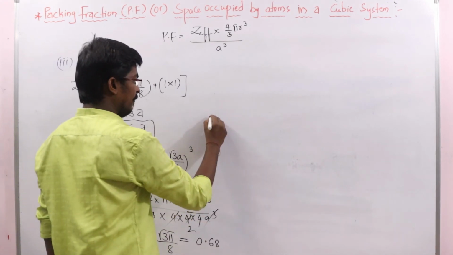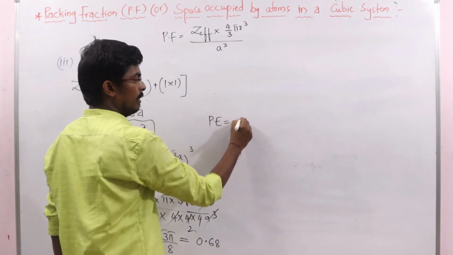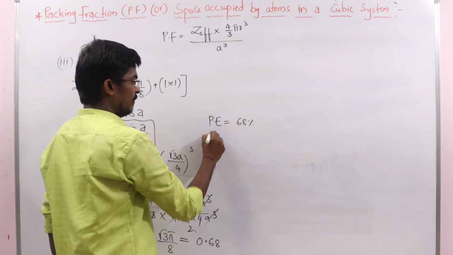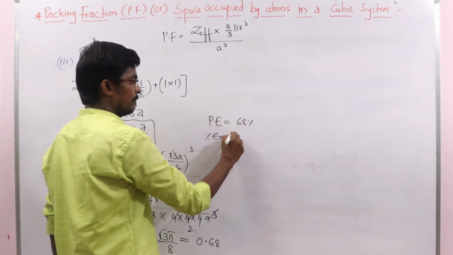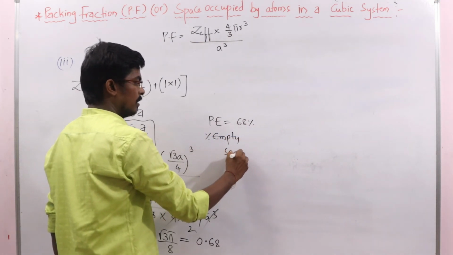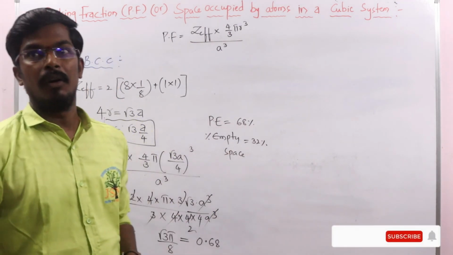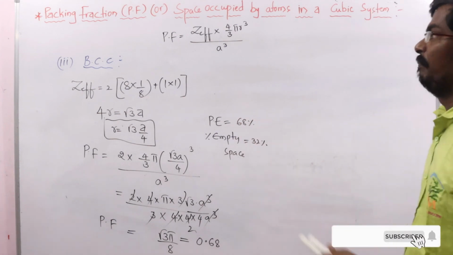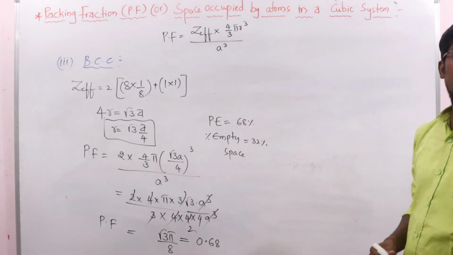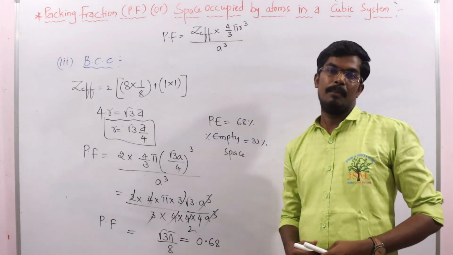So what is the packing efficiency? Packing efficiency is nothing but 68%. And the percentage of empty space, how much? 32%. Got it? So these are the three packing fractions for simple cubic, face centered cubic and body centered cubic.